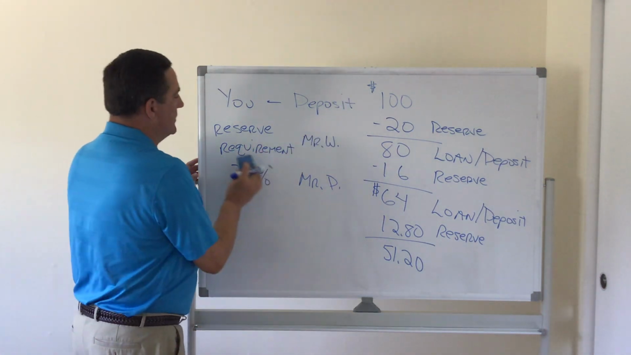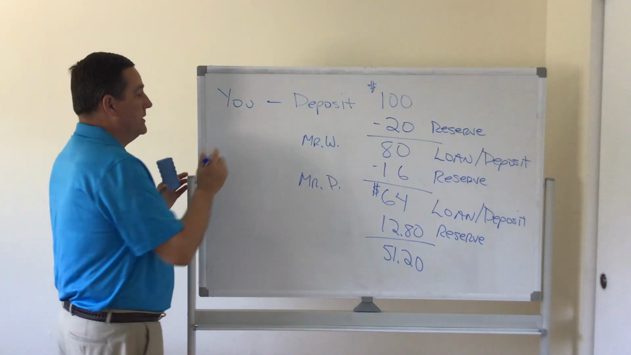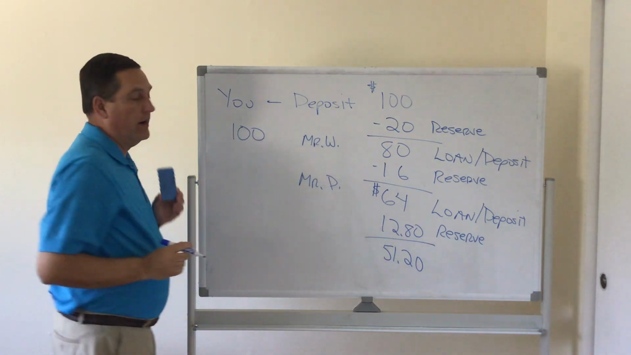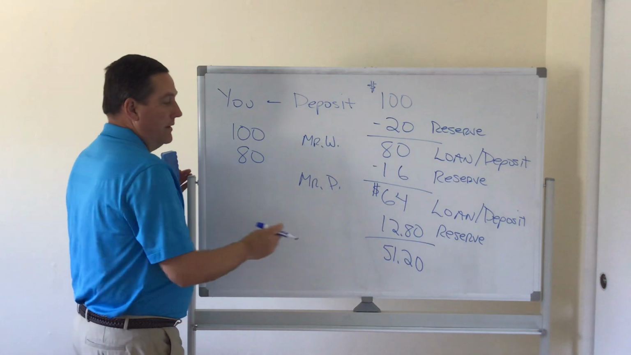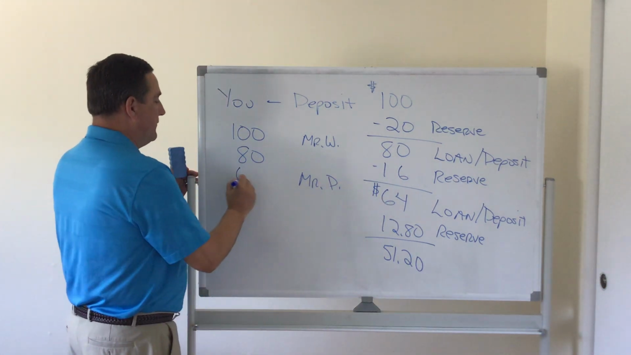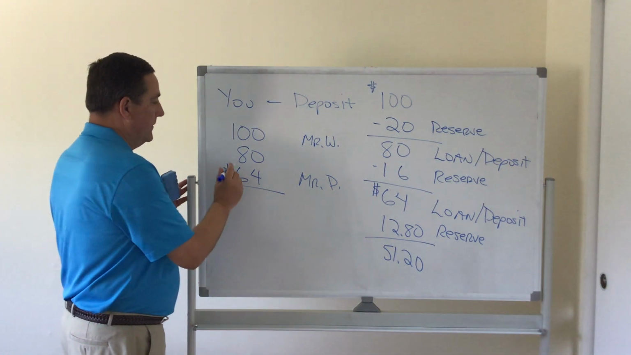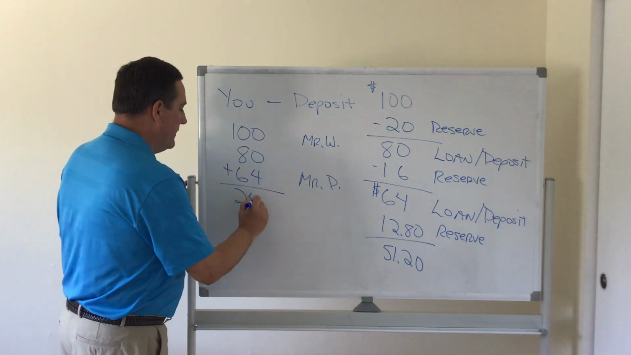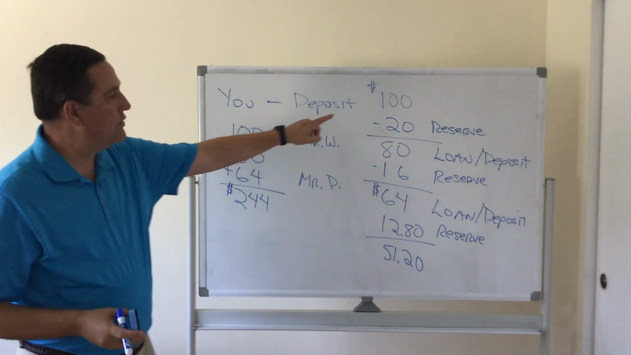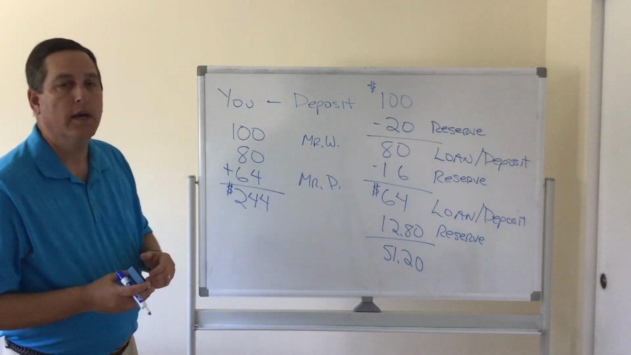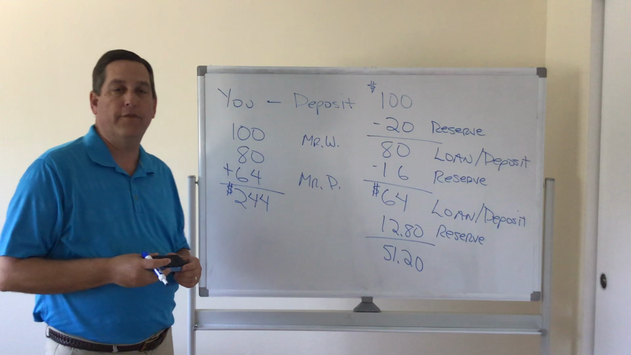Well, original deposit was $100. So how much do you get to spend? Well, you put $100 into the bank, so you get to spend $100. I put $80 in, so I get to spend $80. Mr. D put in $64. So how much money can be spent so far? Well, if you add them all up, that's $244. Even though only $100 was originally deposited, the money supply is said to expand out to $244.